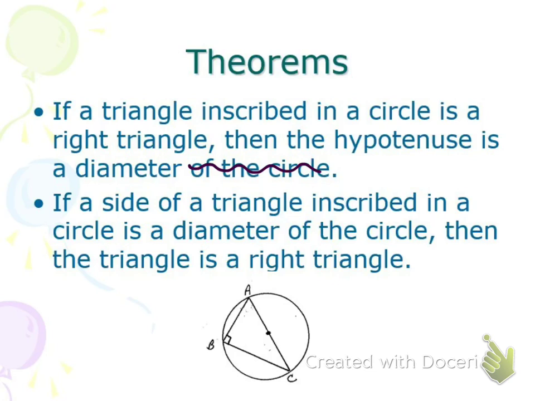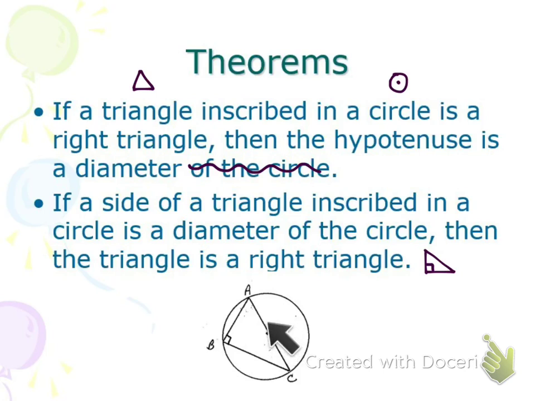If a side of a triangle inscribed in a circle is a diameter, then the triangle is a right triangle. Again, if you're looking to shorten this up, instead of writing out the word triangle every time, what could you put? A little triangle. Instead of writing out the word circle every time, what could you put? A little circle. Yes, it might look like a 0. If you want to, instead of putting the words right triangle, draw a little right triangle, you could do that.